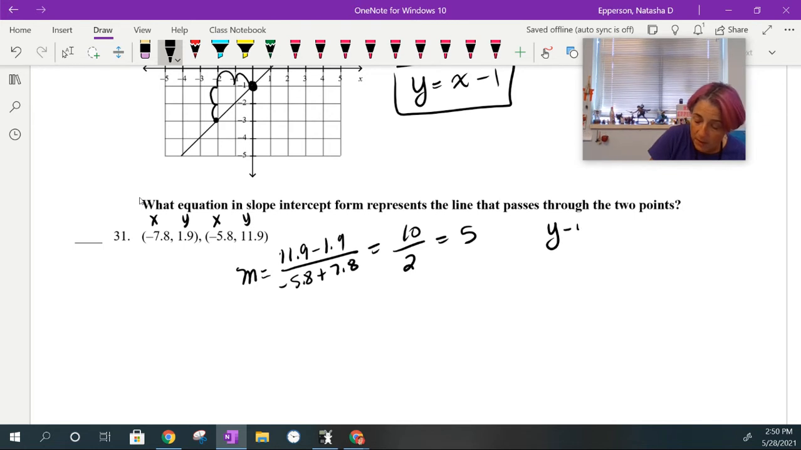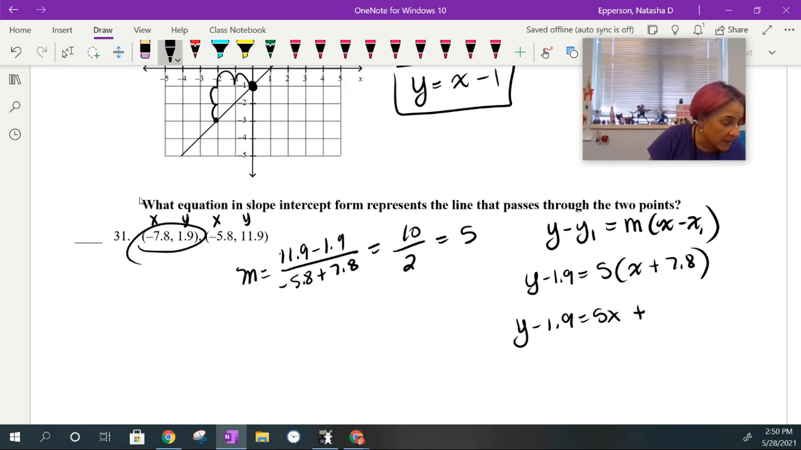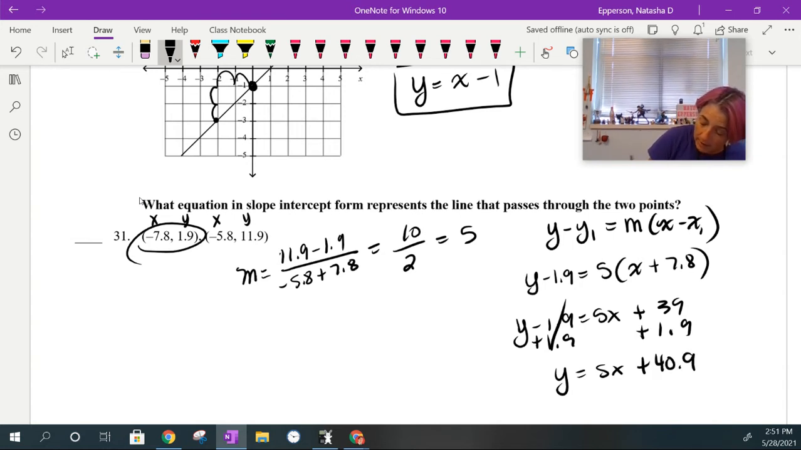We're going to use point slope form, which is y minus y1 is equal to m times x minus x1. I'm going to pick either point, and I'm going to pick that one. This is going to be y minus 1.9 is equal to 5 times x plus 7.8. We're going to distribute, so that becomes y minus 1.9 is equal to 5x plus 5 times 7.8, which gives me 39. Plus 1.9 on both sides. That gives me y is equal to 5x, and 39 plus 1.9 gives me plus 40.9.